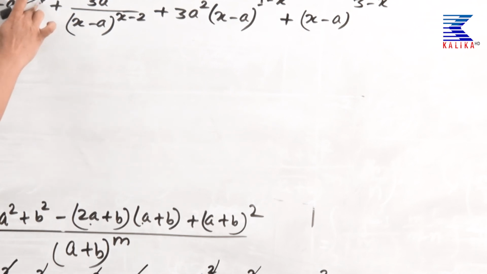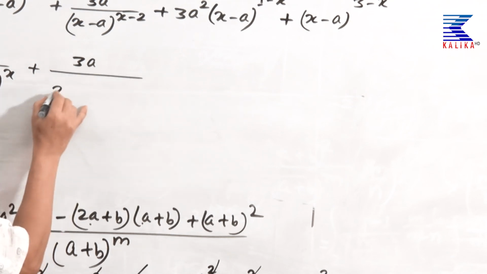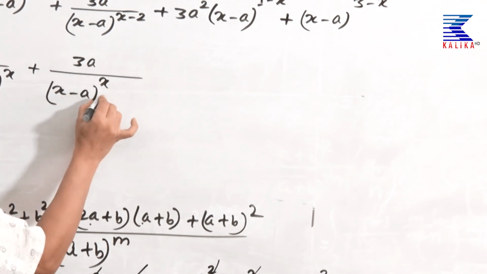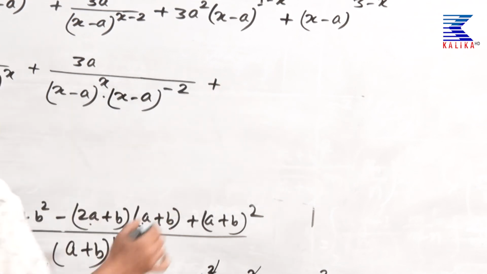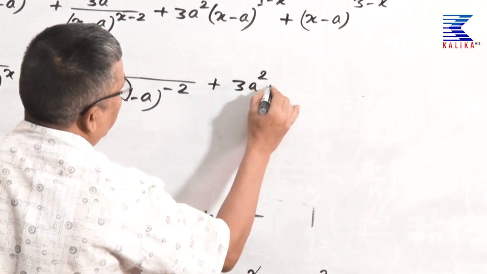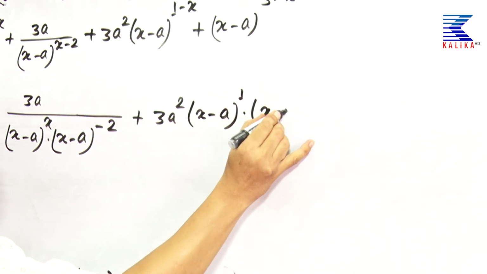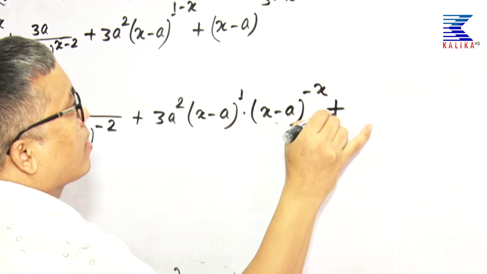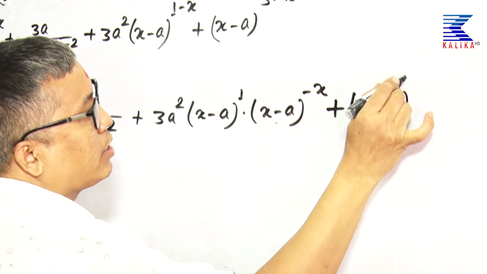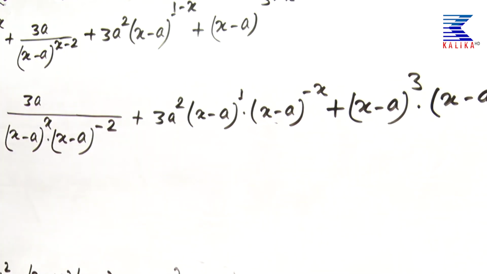The power is negative, then it should be positive, then divided by a cube, okay, plus 3a upon (x minus a) to the power x into (x minus a) to the power minus 2, plus 3a square (x minus a) to the power 1 and (x minus a) to the power minus x, clear, plus (x minus a) to the power 3 and (x minus a) to the power minus x, clear.